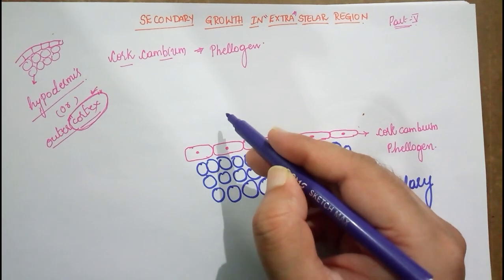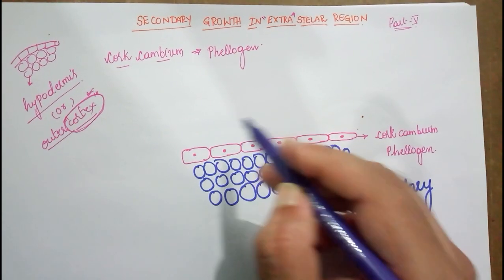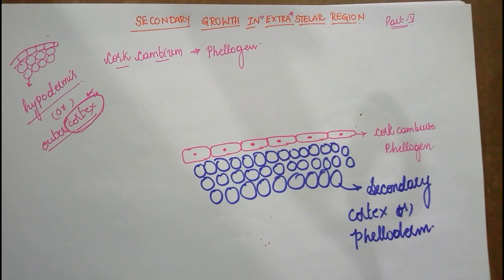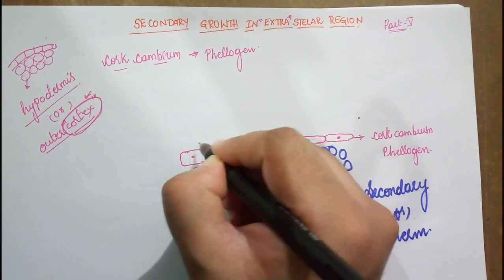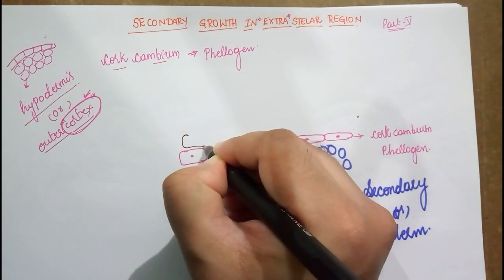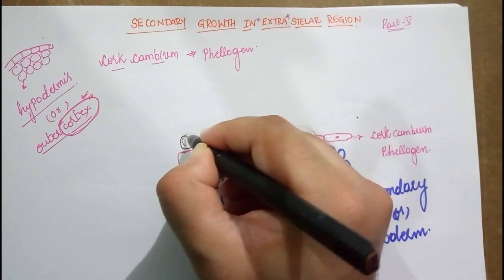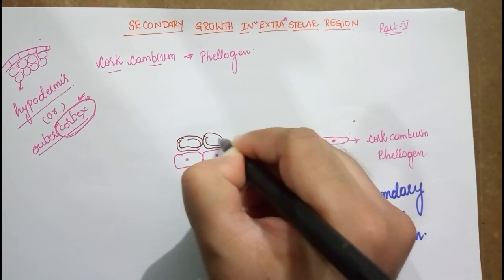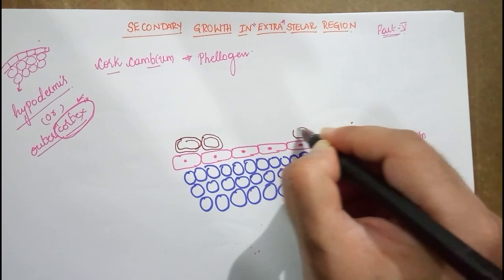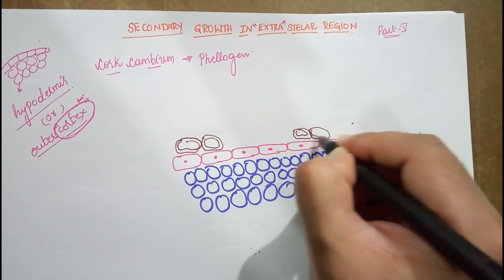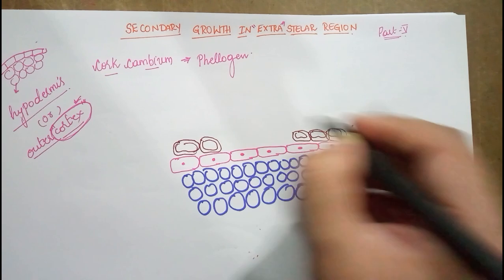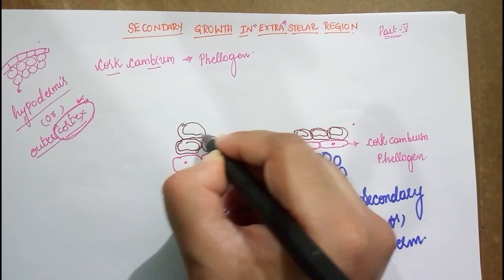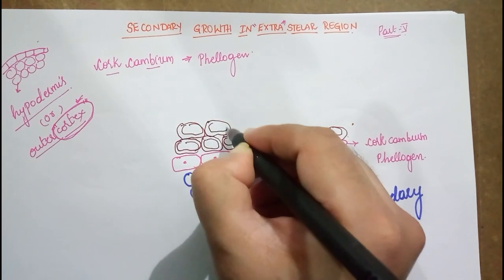Now towards the outer side, towards the epidermis, the same cork cambium is going to cut off some more layers of cells which are deposited with suberin. These cells are called the cork cells. They are suberized, the middle lamella of these cells is deposited with suberin, and these are dead cells.